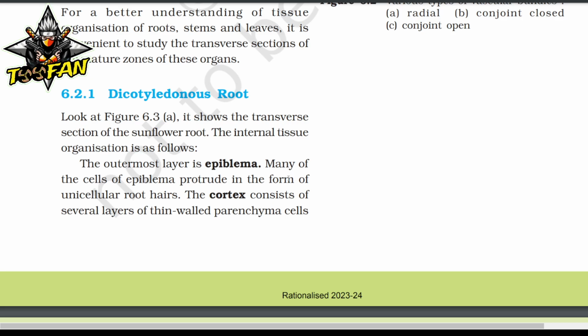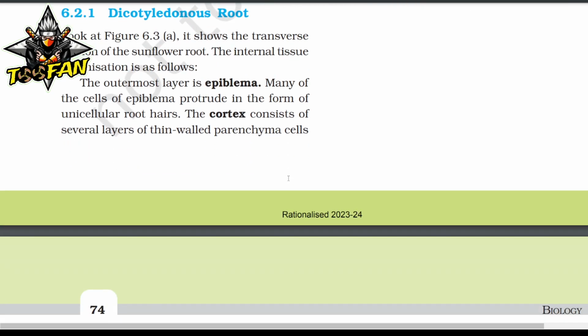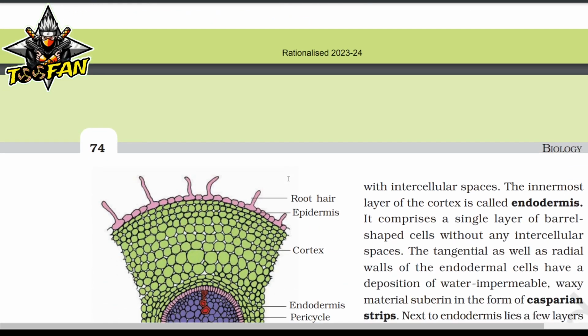The outermost layer is the epiblema. Many of the cells of the epiblema protrude in the form of unicellular root hairs. The cortex consists of several layers of thin-walled parenchyma cells with intercellular spaces. The innermost layer of the cortex is called the endodermis. It comprises a single layer of barrel-shaped cells without any intercellular spaces.